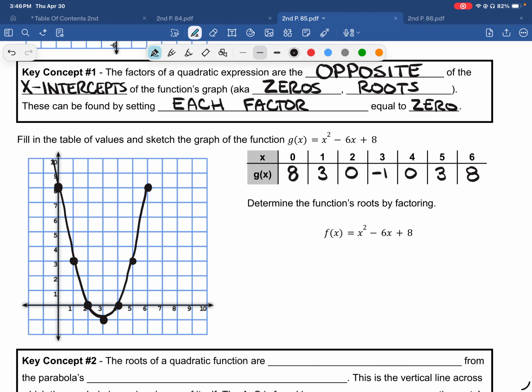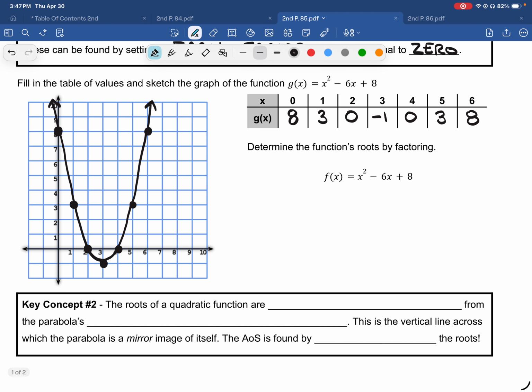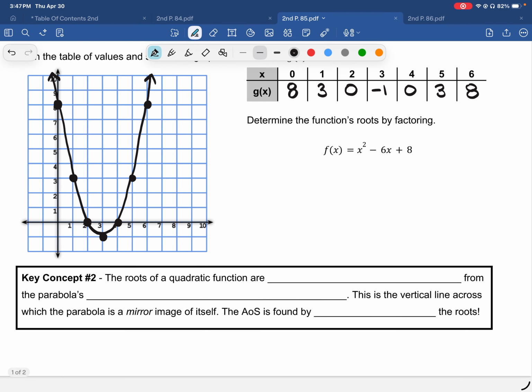It is okay if your parabola does not look perfect. They are difficult to draw by hand. So just do your best to create that smooth U-shaped graph. Oops.